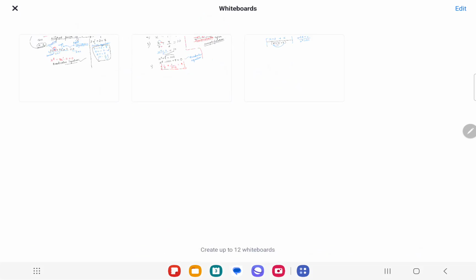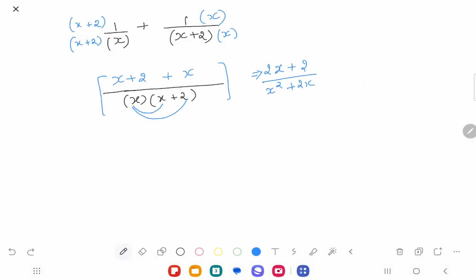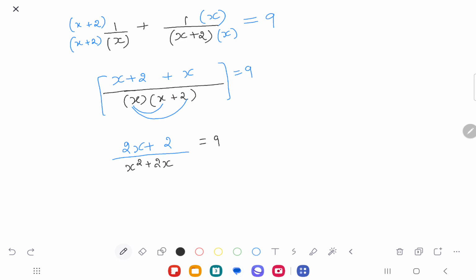And do you remember that this was actually equal to 9, isn't it? So this sum was actually equal to 9. Do you understand my point? So this shall become 2x plus 2 over, what is this? x squared plus 2x, isn't it? So it is going to become 2x plus 2 over x squared plus 2x equals 9. Are you understanding my point?